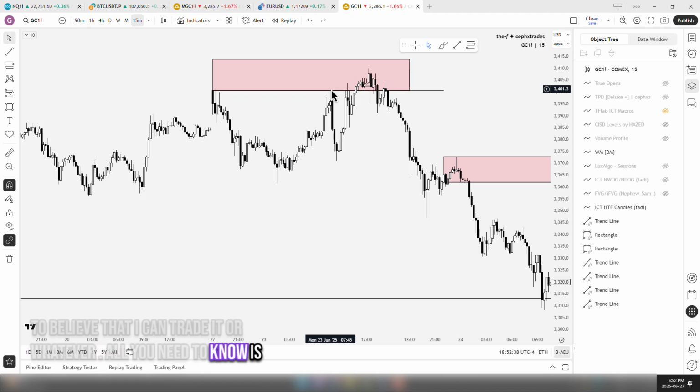All you need to know is what I'm teaching you, what I'm telling you right now. We had this order block, we traded into it, formed another order block, and traded out of it.